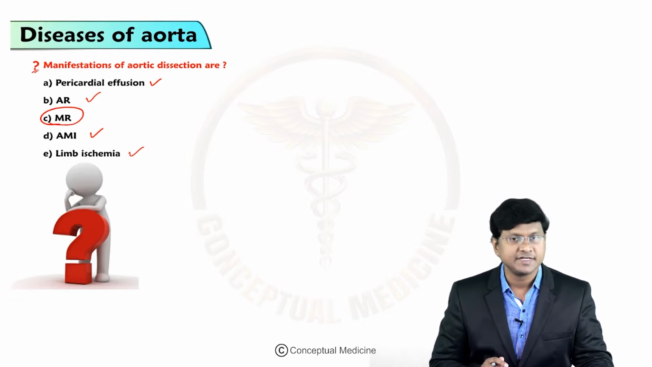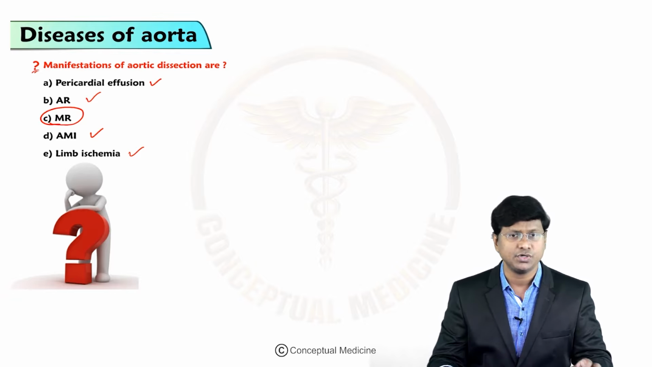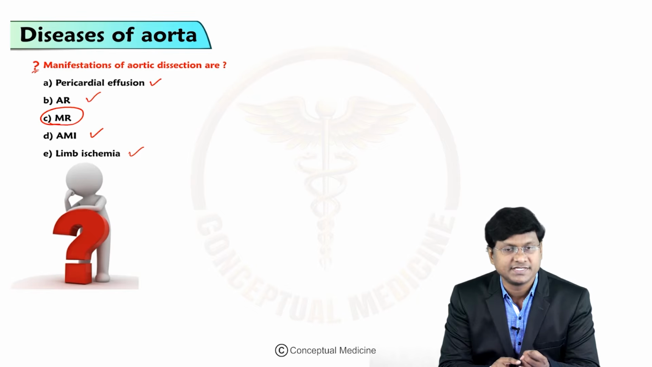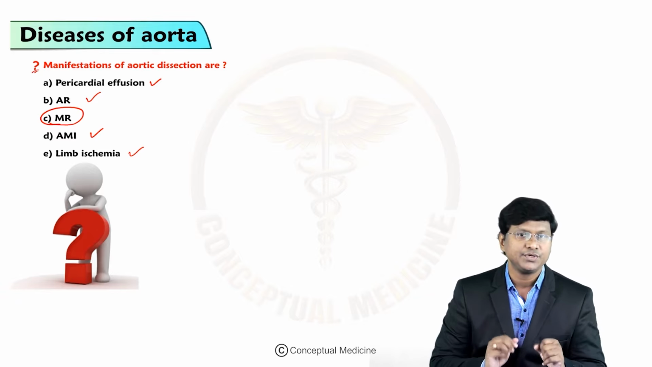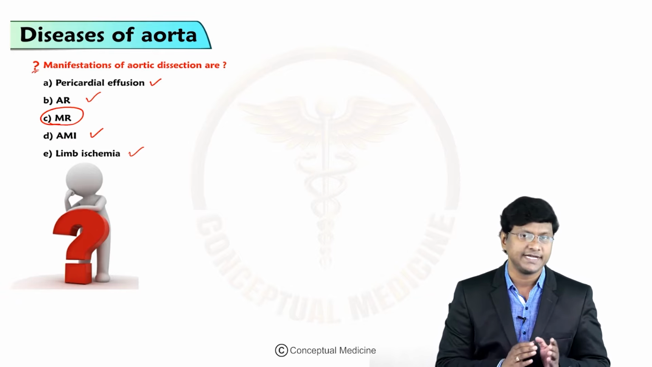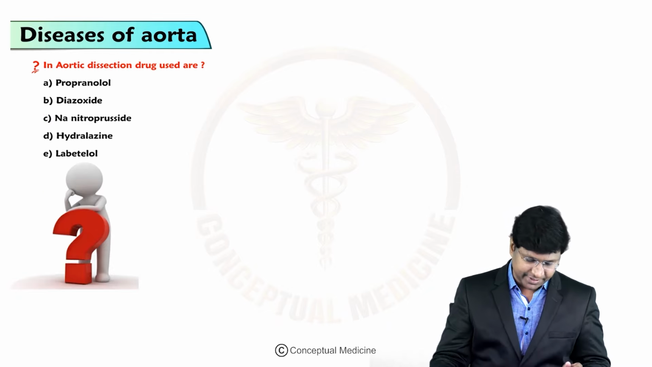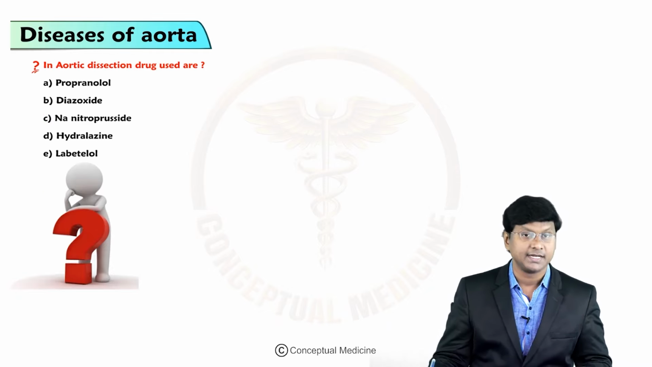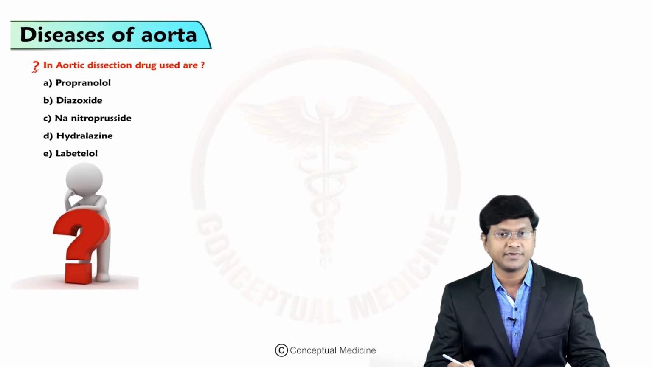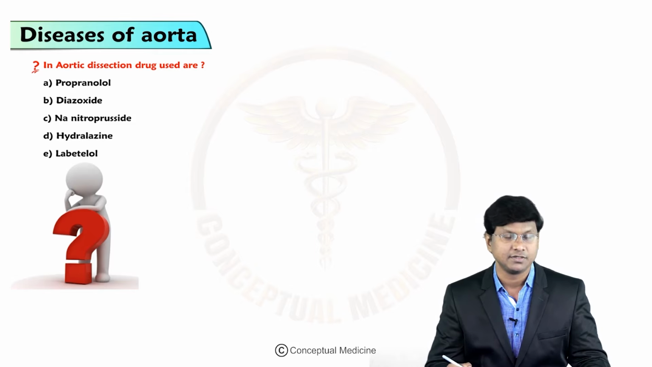Now, after having discussed the investigations, what will be the investigation of choice in a stable case? That is MRI of the aorta. And in acute scenarios, you cannot do MRI of the aorta, you have to do CT scan of the aorta, both the chest and the abdomen. Now you see the treatment of the aortic dissection. In aortic dissection, the drugs used are propranolol, diazoxide, sodium nitroprusside, hydralazine, labetalol.